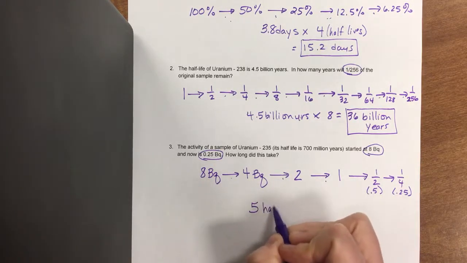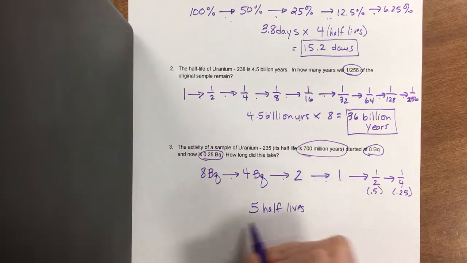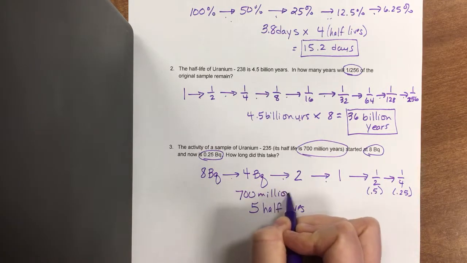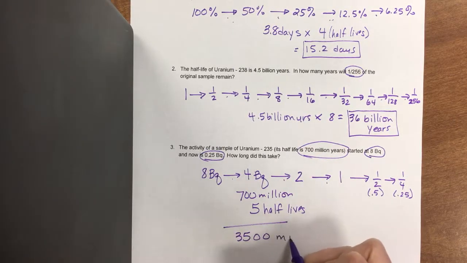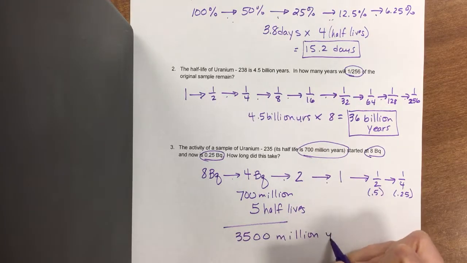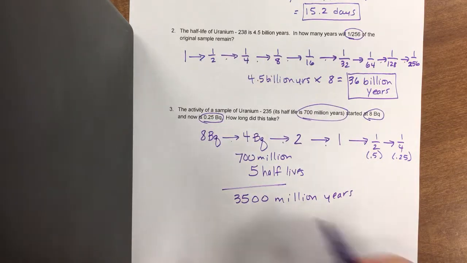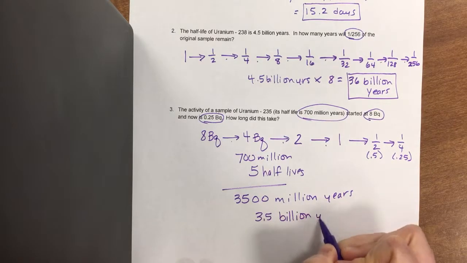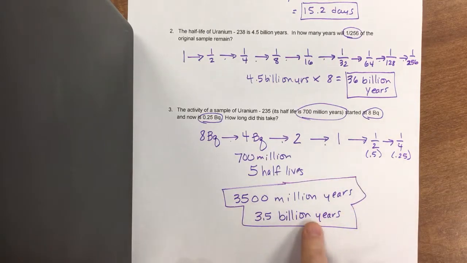5 half-lives. All right. And the half-life is 700 million years. So when I multiply 5 half-lives by 700 million, I'm going to get 3,500 million years. Or as you remember, 1,000 million is a billion, so I could also rewrite that if I wanted. I don't have to. It's 3.5 billion years. However, if this was multiple choice, 3.5 billion would be my answer. So I do need to understand where that came from.